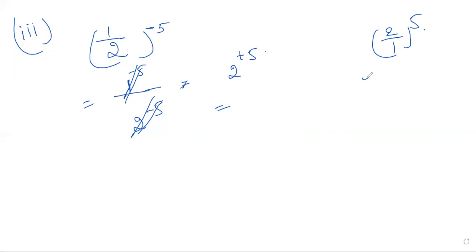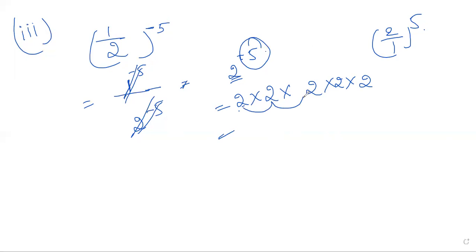What is the value of 2 to the power of 5? That is 2 into, we are multiplying the base, that is 2, how many times? 5 times. 1, 2, 3, 4, 5. 2 2s are 4. 4 2s are 8. 8 2s are 16. 16 2s are 32. The value is 32.